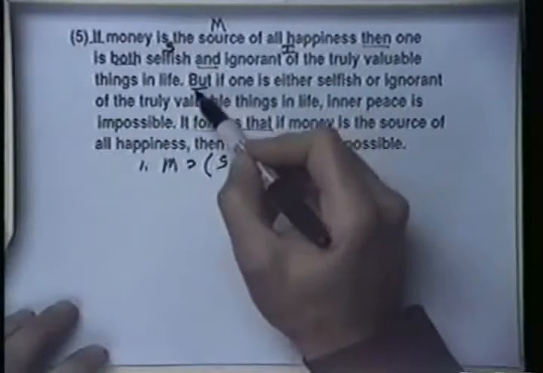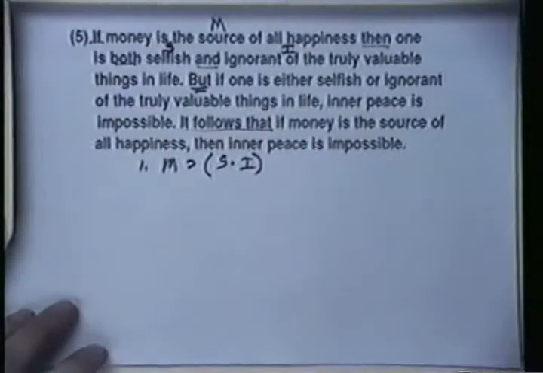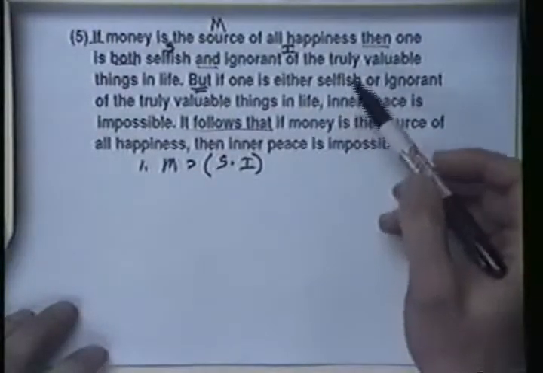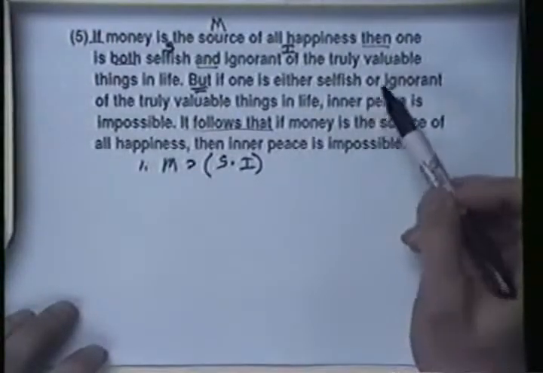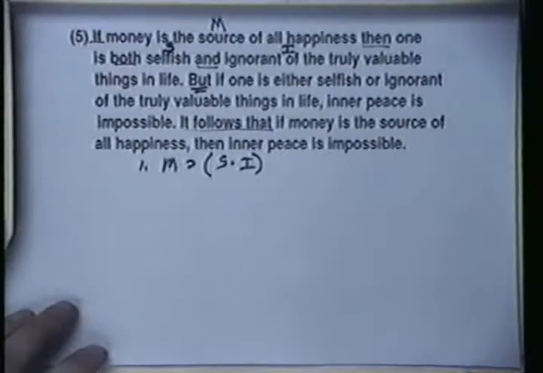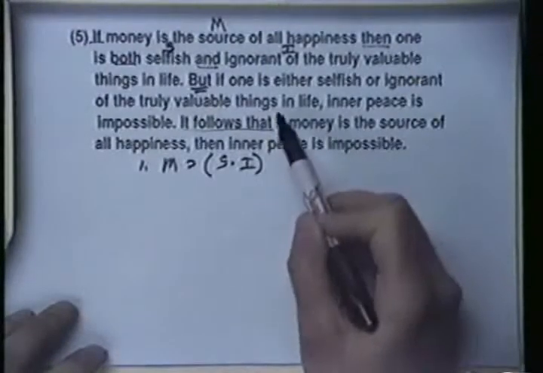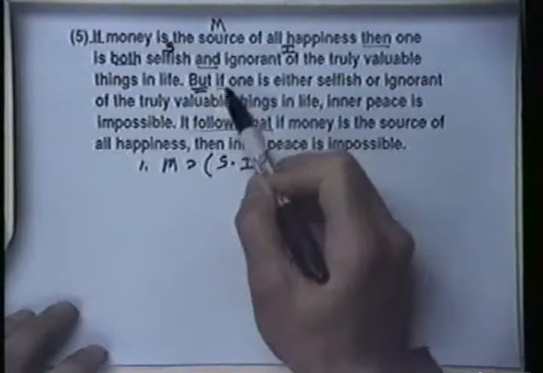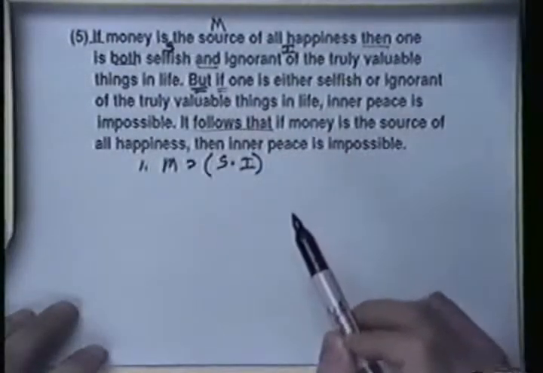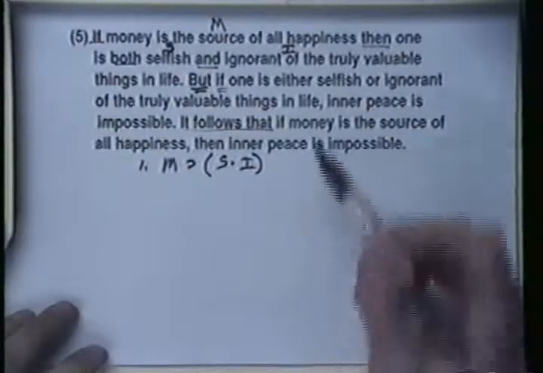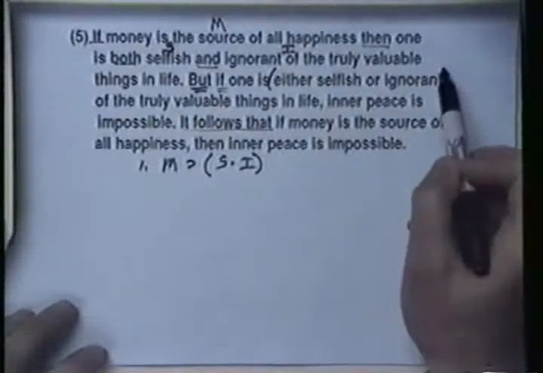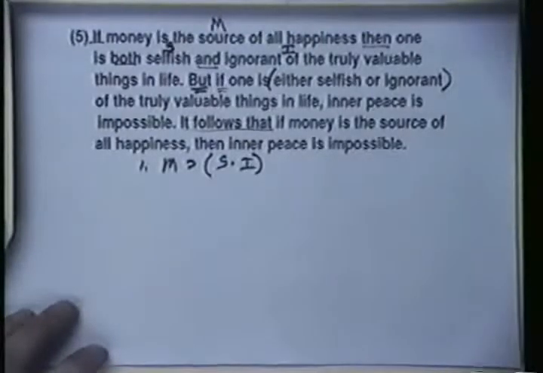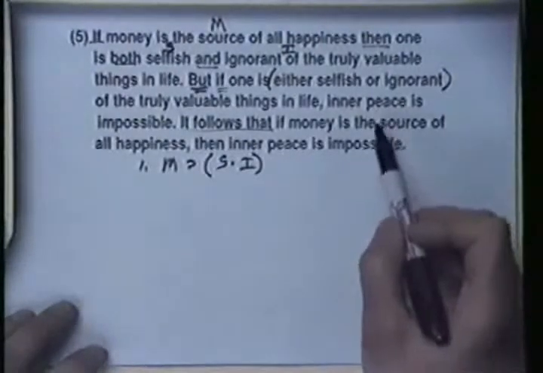Now our second premise starts with "but," and you'll remember that's logically equivalent to "and," so that's simply connecting this next sentence with our first premise. It just indicates that it's the second premise. So the real main connective of the second sentence here is again this conditional, "if one is either selfish or ignorant." So we have a disjunction inside as the antecedent of the conditional, and then we have "inner peace is impossible" as the consequent.